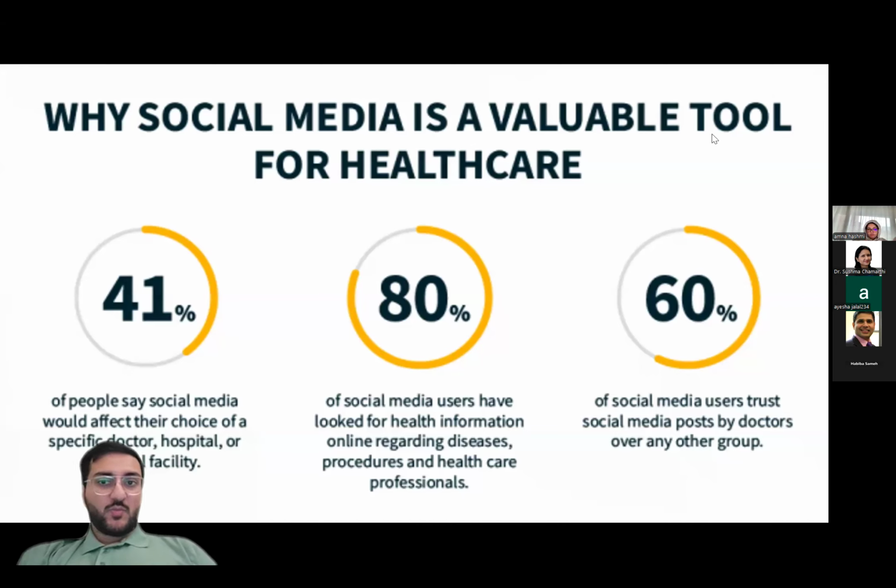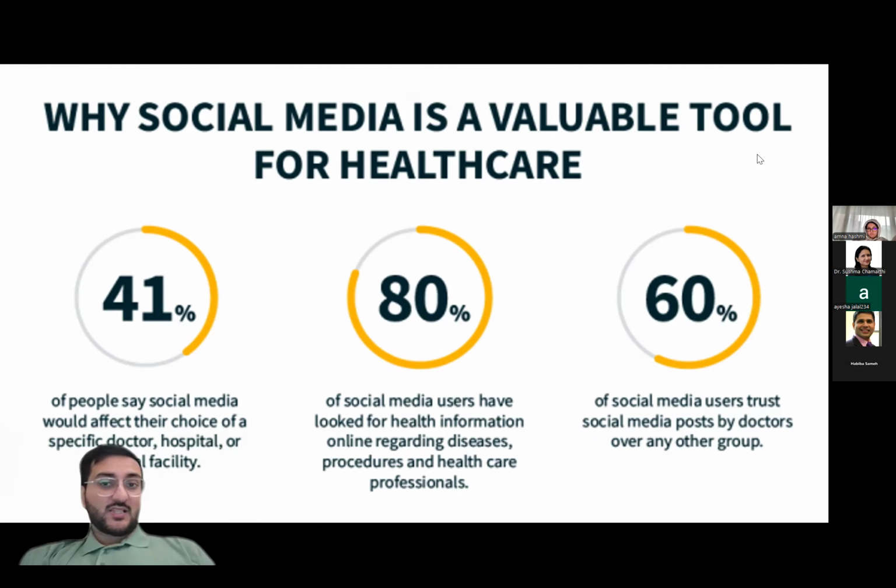And why is it so important in healthcare? So, there have been statistics coming out around how people choose their specific doctor, hospital, or facility. About 41% do based on what they see on social media. 80% have tried searching for it, and I'm sure we can relate to that, that before we looked about any symptoms, any illnesses, we tried to search on social media about its impact. And then 60% trust social media posts by doctors over any other group of professionals.